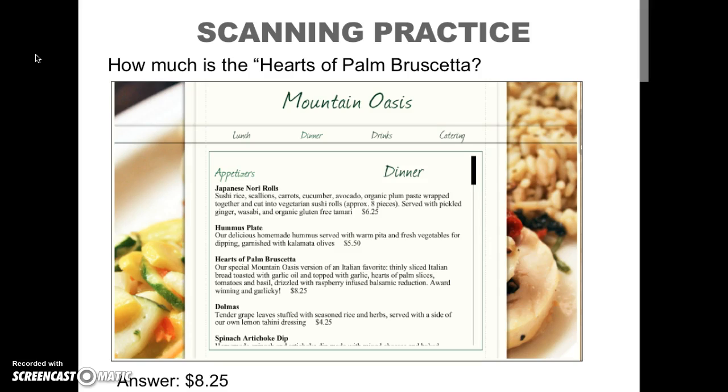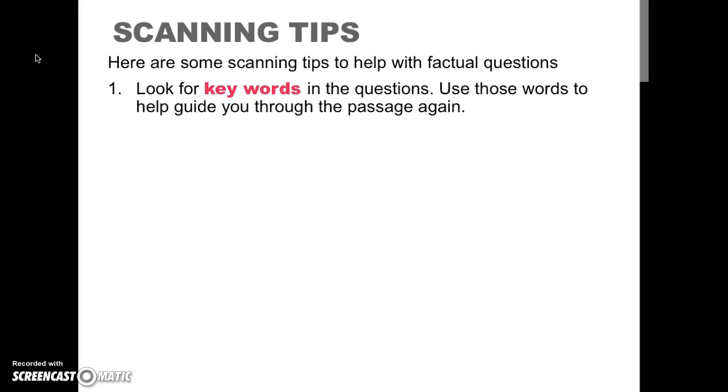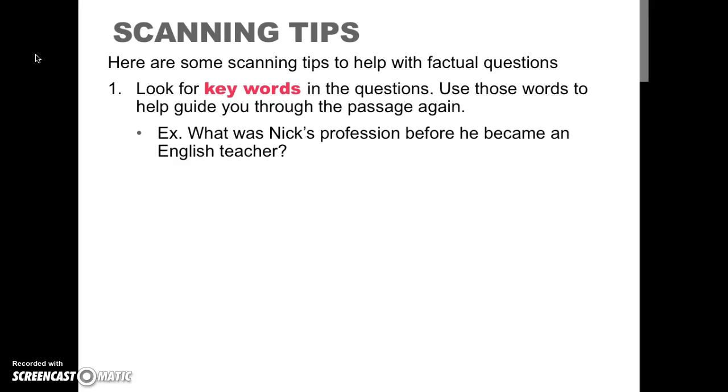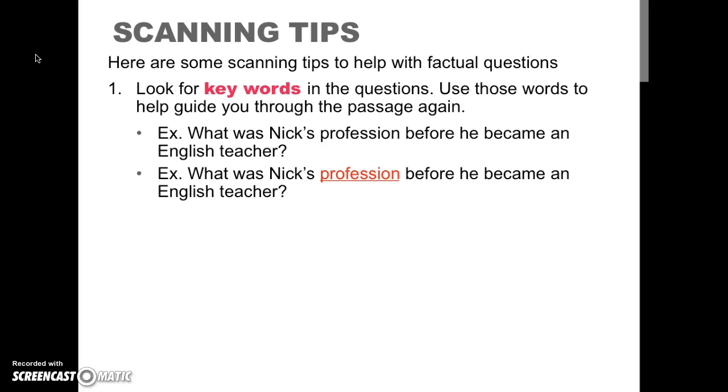Now, I want you to do it on the TOEFL ITP. Here are some scanning tips to help you with scanning questions. First, look for the key words in the question and use those to help you. For example, what was Nick's profession before he became an English teacher? What is the key word? Profession.